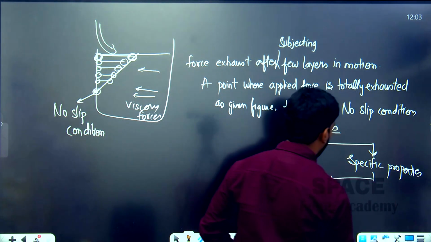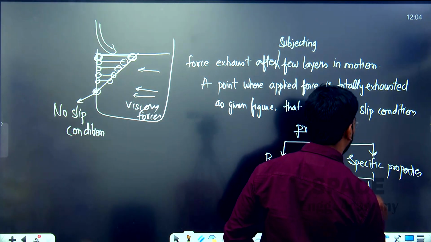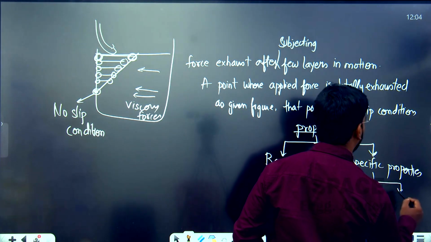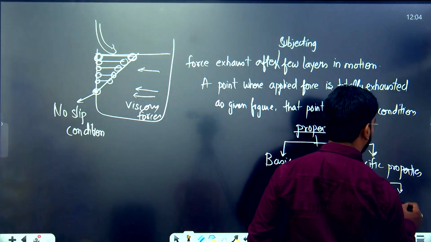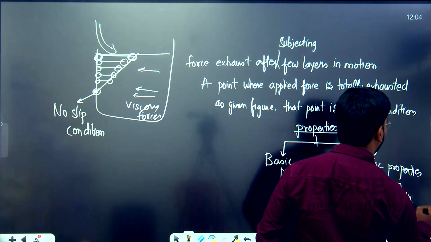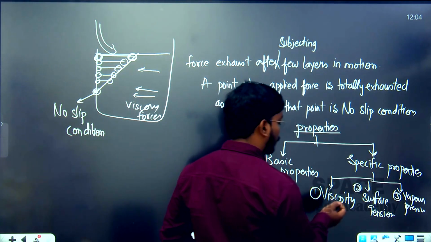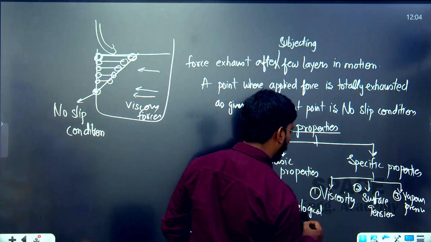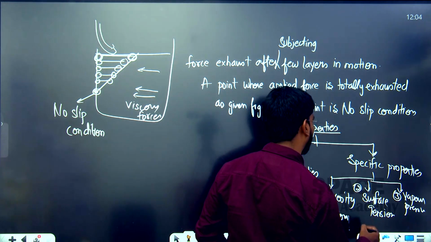The specific properties are, first and foremost, viscosity, then we have surface tension, then we have vapor pressure and the cavitation concept, both are interrelated to each other. So I am going to write vapor pressure, and you also need to think about cavitation. And the next one is the viscosity related diagram, that is the rheological diagram. There we need to talk about different types of viscosities. And compressibility, bulk modulus, is also important.